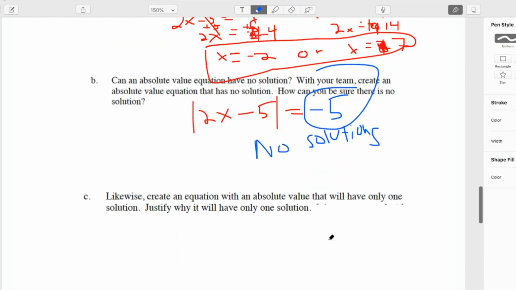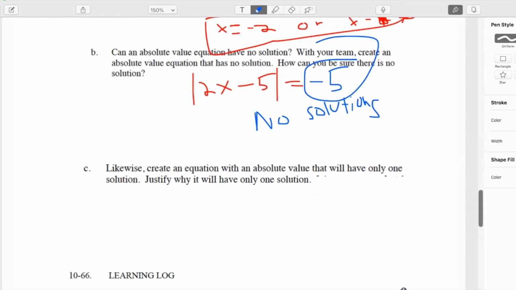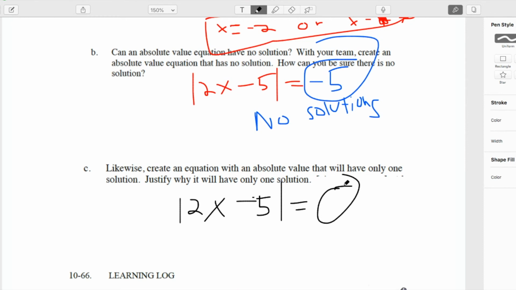There are no solutions there. Next, create an equation with an absolute value that will have only one solution, and justify why it will have only one solution. So let's do the same action here. 2x minus 5 will have one solution because there is one number that is 0 units away from 0, and that would be 0 here. So x would have to equal 5 over 2 in this solution. That's my justification: there'll be one solution because only 0 is 0 units from 0.